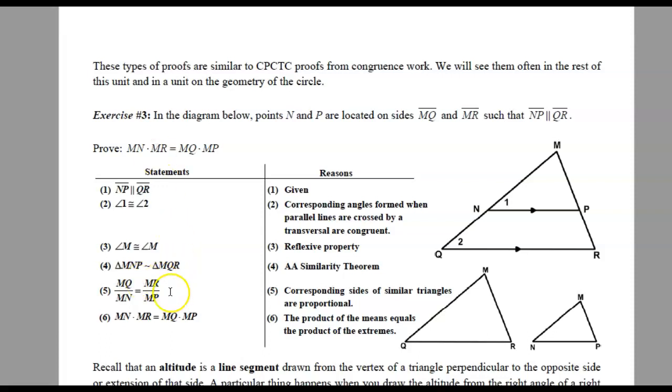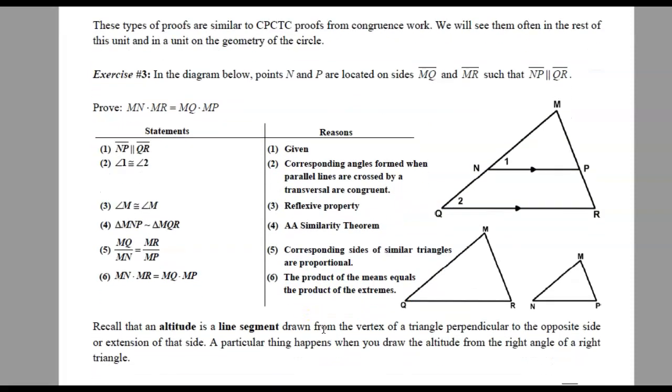So my fractions contain only the segments that I need, and then the cross product takes me to what I was trying to prove. So for line 5, you write corresponding sides are proportional. Line 6, you can just write cross product. You don't have to write out the whole sentence if you don't want to.